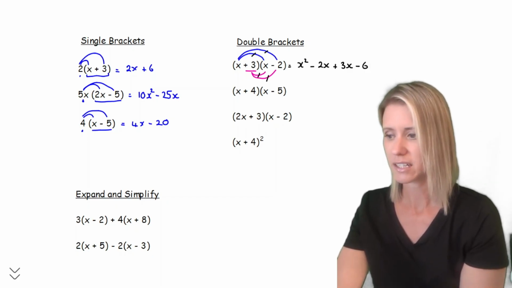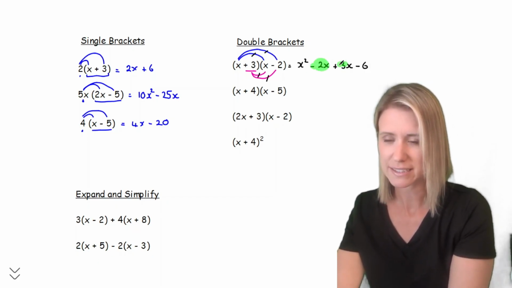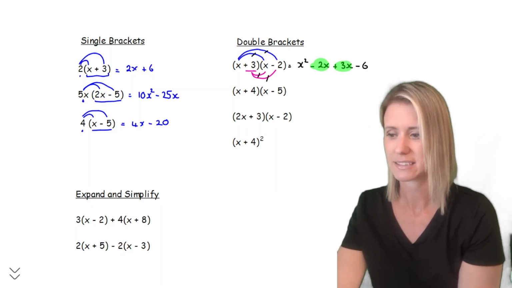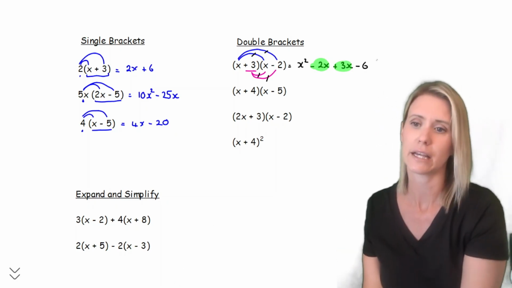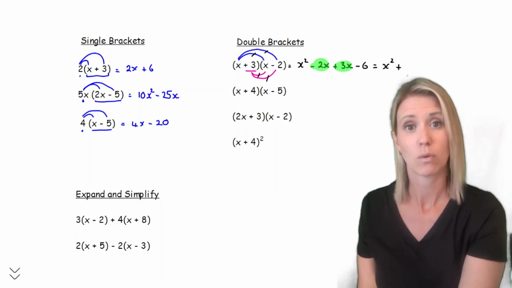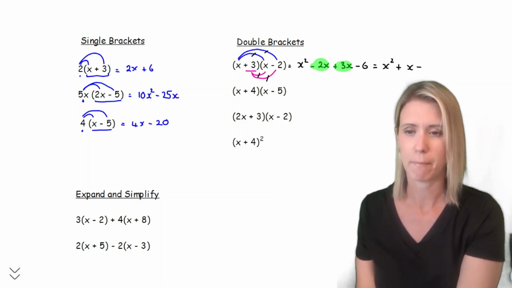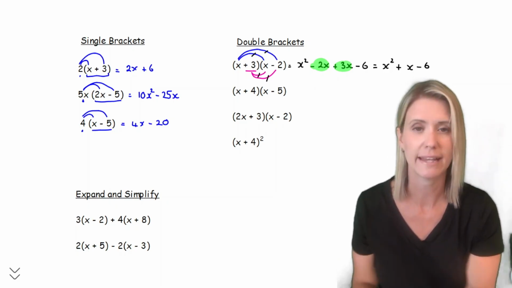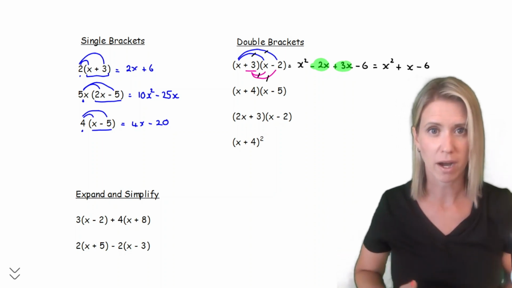And now we can start to combine those terms together. So here we have minus 2x, and to that we're adding 3x. Negative 2 plus 3 is 1, so we have 1x. So the answer is going to be x squared plus 1x, which we just write as x, and we still have that minus 6 at the end. Okay, so not only are we expanding now, we are simplifying, making these a 2-mark question when we get onto the double brackets.